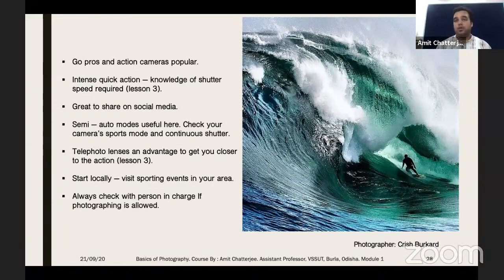Now when you're talking about sports cameras or action cameras, let's say for the photograph that is already there on your screen, you might not be in the water at all. You might be somewhere on the shore, and you are still taking a photograph which almost makes you feel as if you are inside the water. That is possible just because you have a telephoto lens.